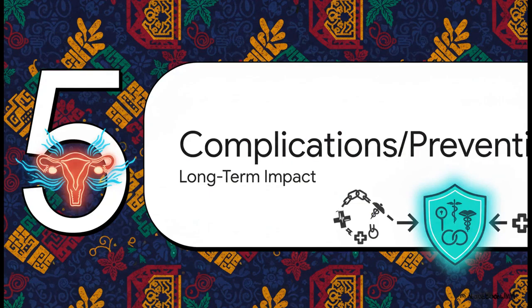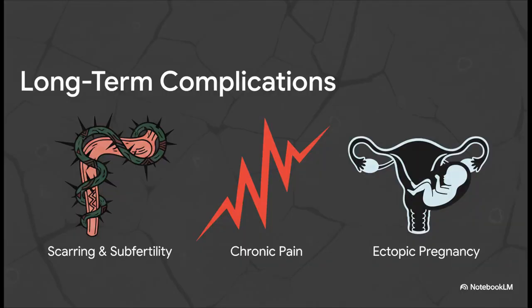And that brings us to what is probably the most serious part of this whole discussion, the long-term damage from PID, and, most importantly, how to stop it from happening in the first place. The damage from PID can be severe, and it can be permanent. All that inflammation can cause scarring in the reproductive organs, and that scarring can lead to chronic pain, major difficulties getting pregnant, and a much, much higher risk of an ectopic pregnancy, which is a life-threatening medical emergency.